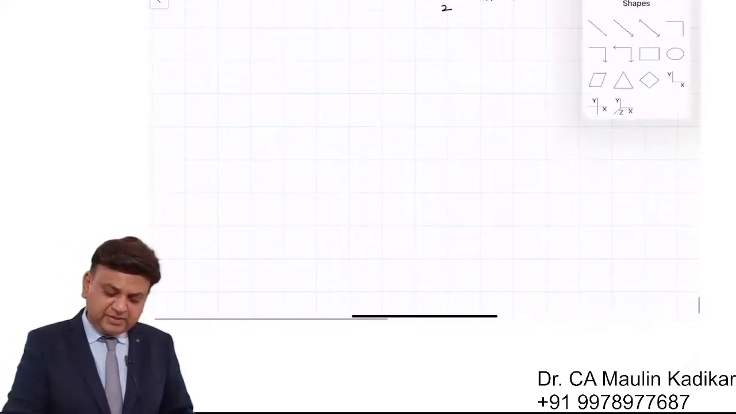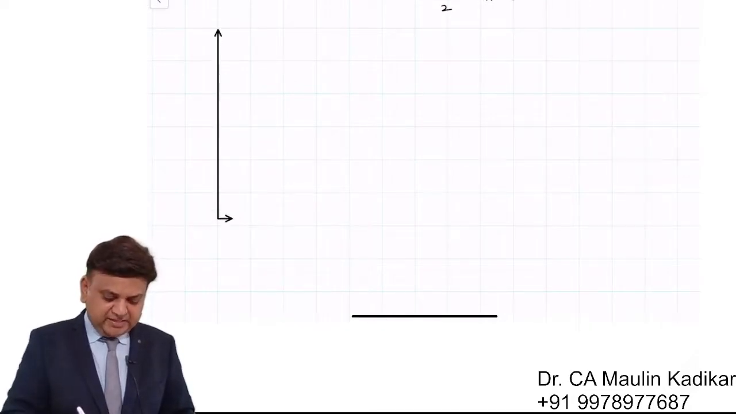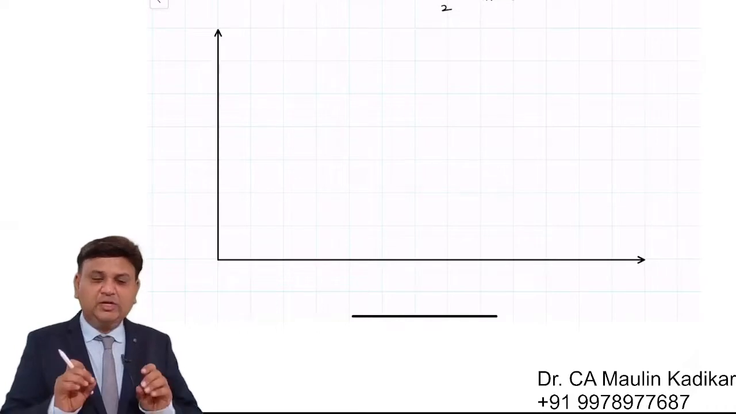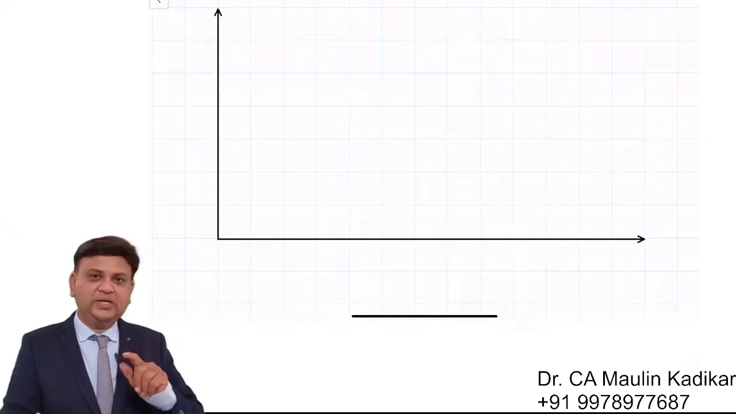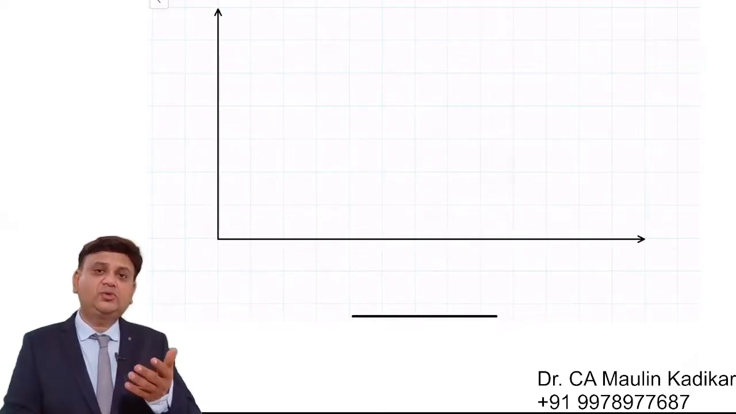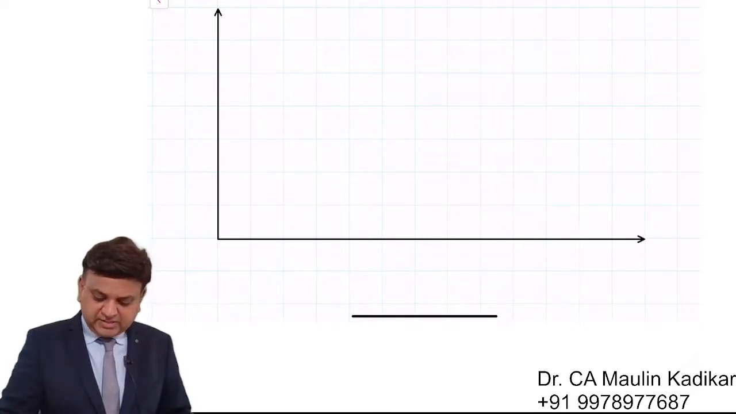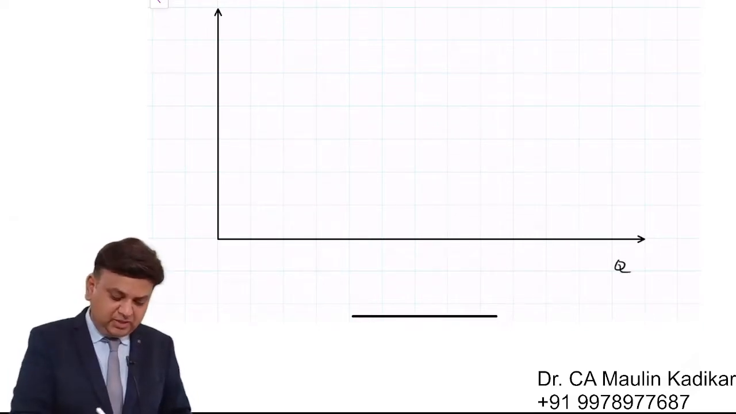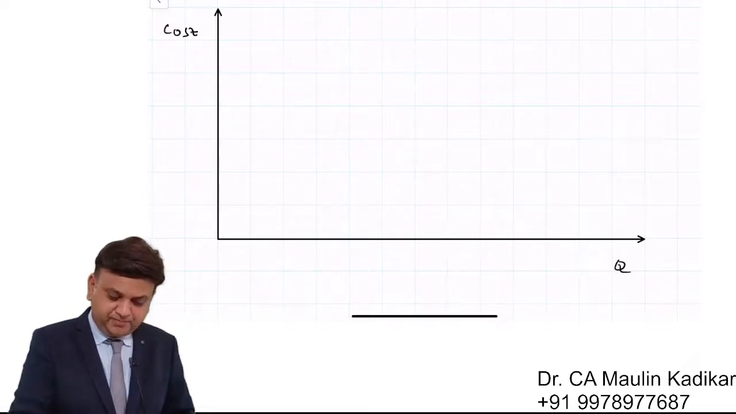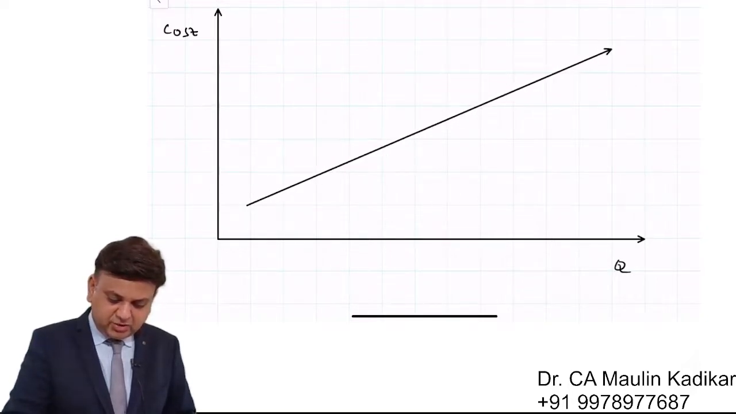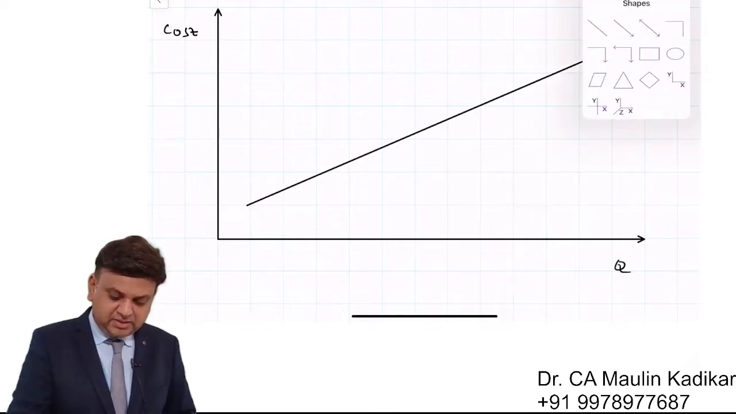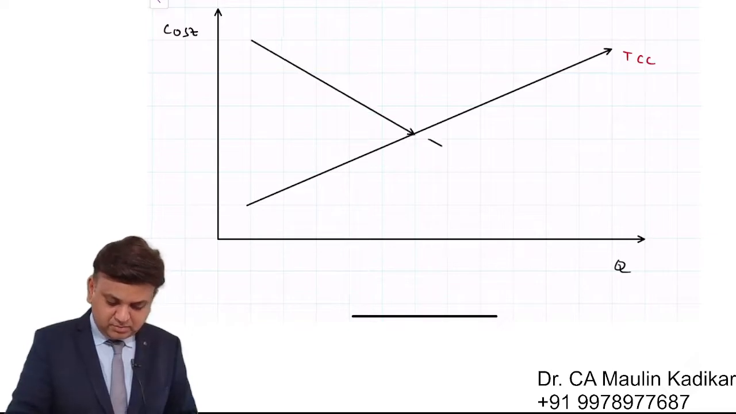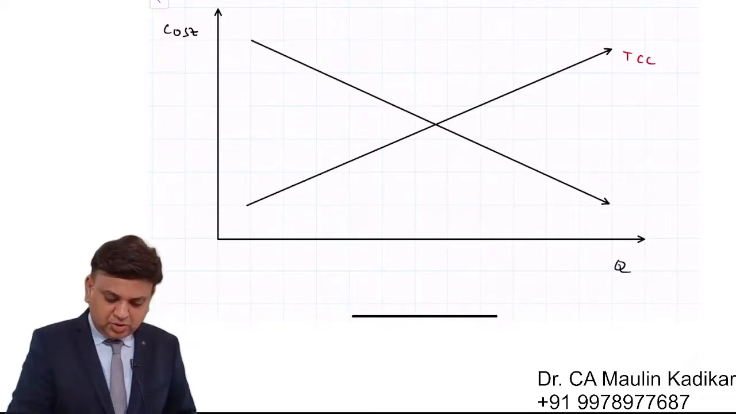So basically what will happen, friends, in this situation, as and when you are having a change in the quantity for which you place order, you will be having a variation in two things. One is the total carrying cost and another is the total ordering cost. See, on x-axis I am taking the quantity for which we place order, and on y-axis I am taking the cost. What will happen, friends? This is total carrying cost, and this is total ordering cost.